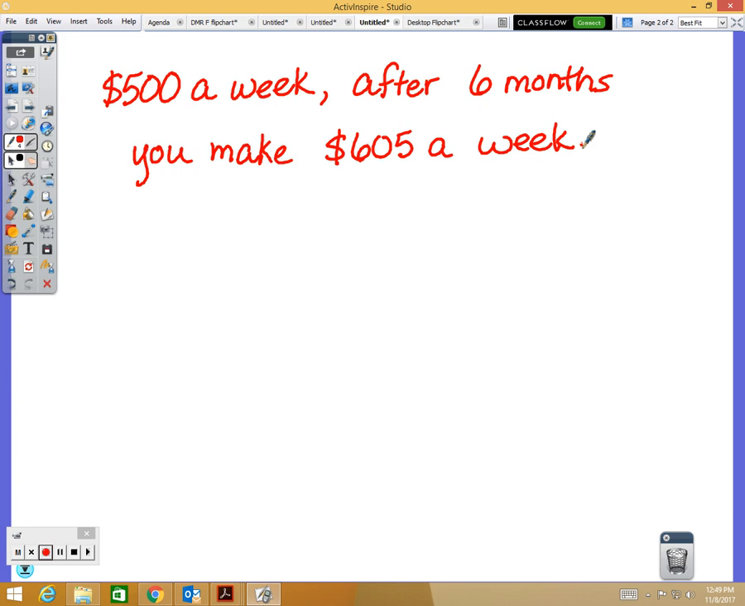So my first question is this. Was this an increase or was it a decrease? Increase. We're making more money, aren't we? We're going from making $500 to making $605. So that is an increase.